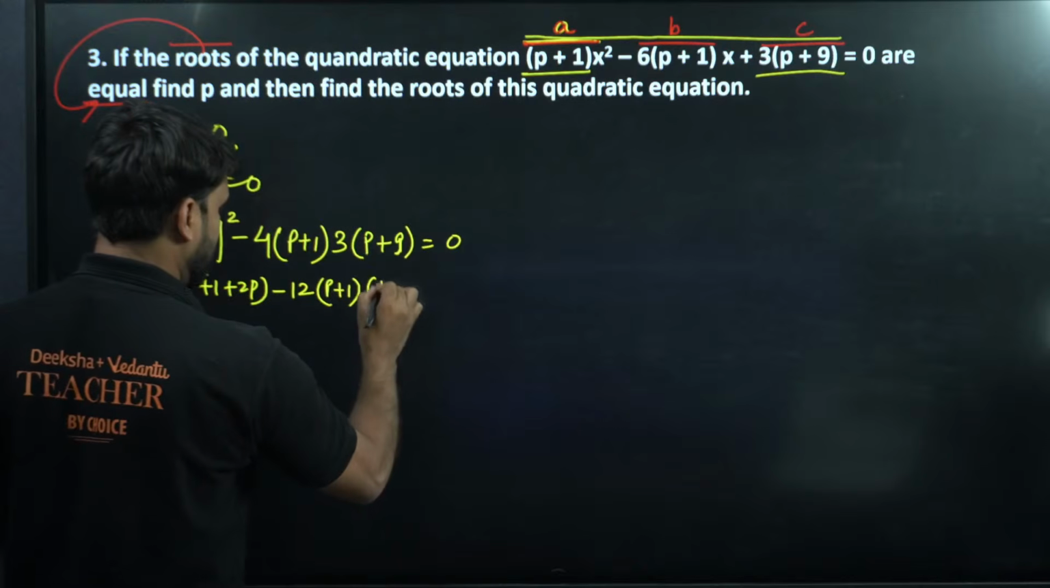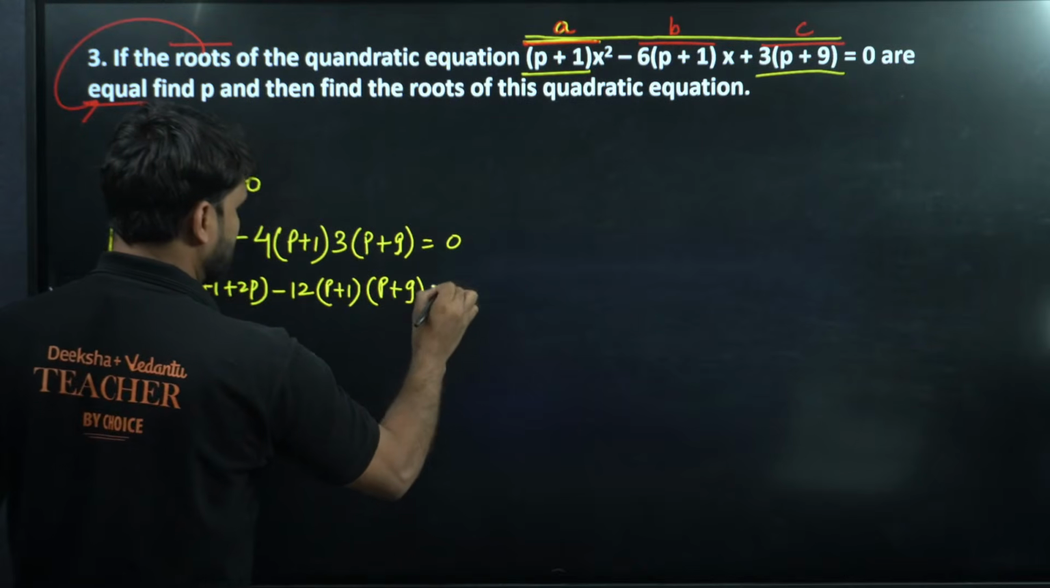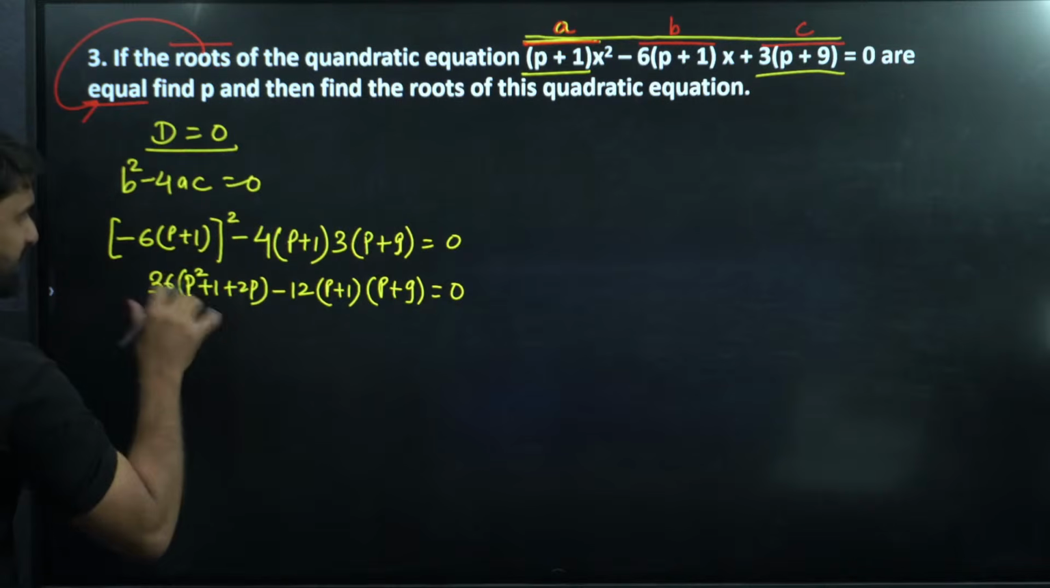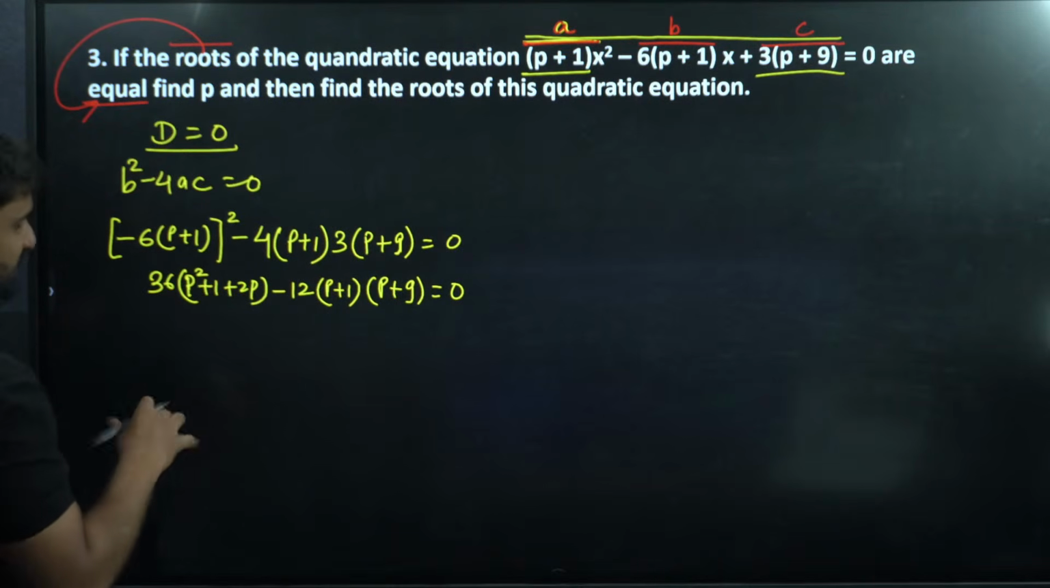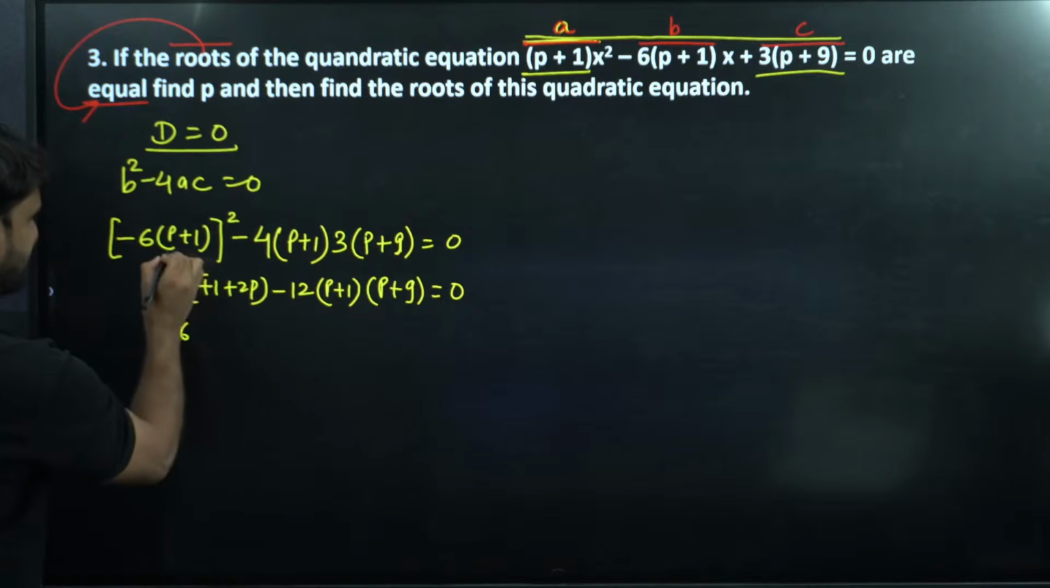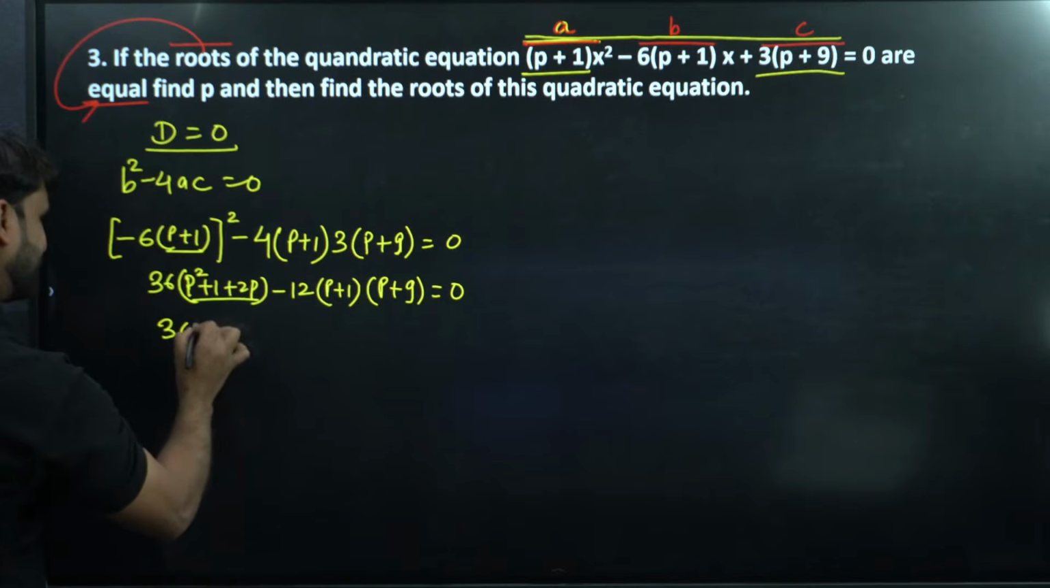P plus 1 and this is P plus 9 is equal to 0. Okay. Now my dear champion, one thing is clear here. Just imagine this is 36 and this is P plus 1 whole square. Don't expand this, write as it is.